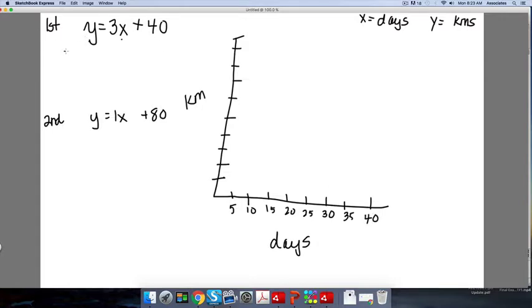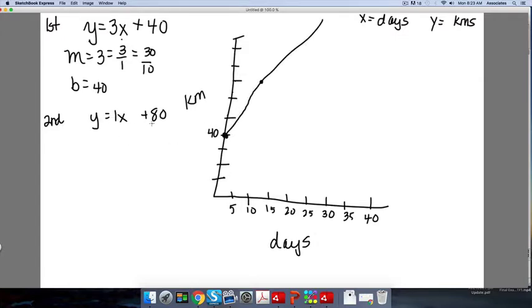So in this one, my slope is 3, which means 3 over 1, rise over run, and the y-intercept is 40. So 10, 20, 30, here's 40 kilometers. And what I've got is a slope of 3. Now remember, these are by tens. So if I go up to 50, 60, I'm going to go up 30, 1, 2, 3, and I'm going to go over 10, because 30 over 10 also reduces. So here's the first graph, like that.